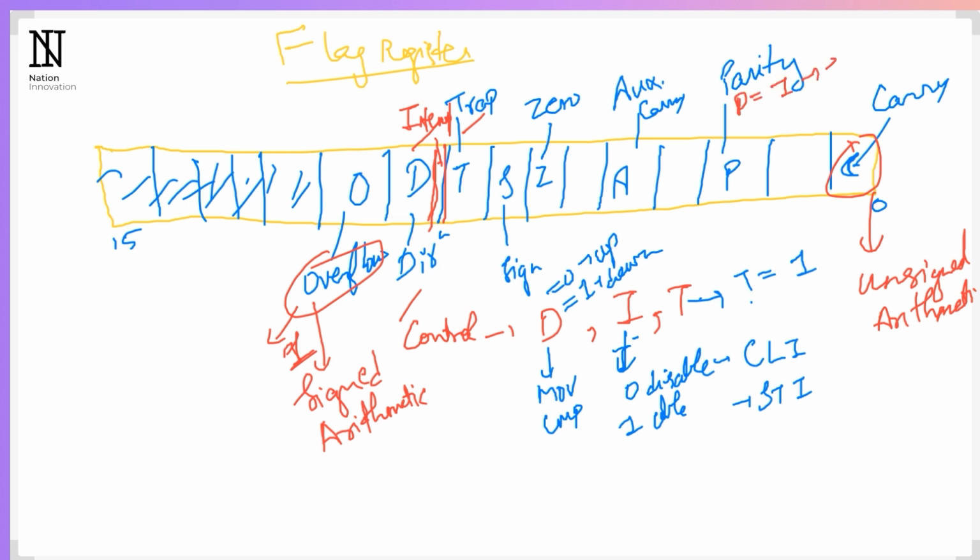The parity flag is 1 for even parity, if the number of ones is even, and for odd it is 0. The auxiliary carry is set when an operation causes a carry from bit 3 to bit 4. If the result of any arithmetic or logic operation is equal to 0, the zero flag will be 1. The sign flag is set when the result of an arithmetic operation is negative. That means the sign flag is a copy of the MSB of the result. If the sign bit is 1, the answer is negative.